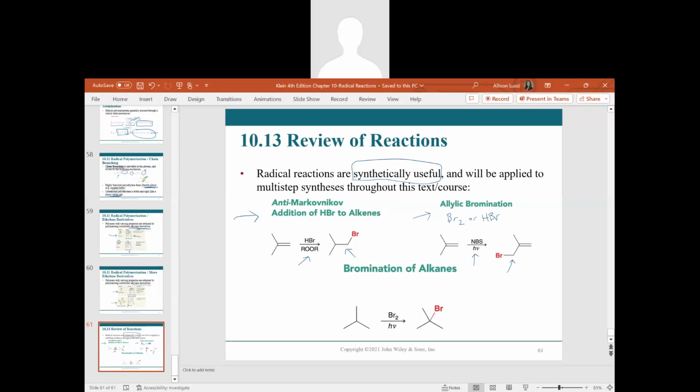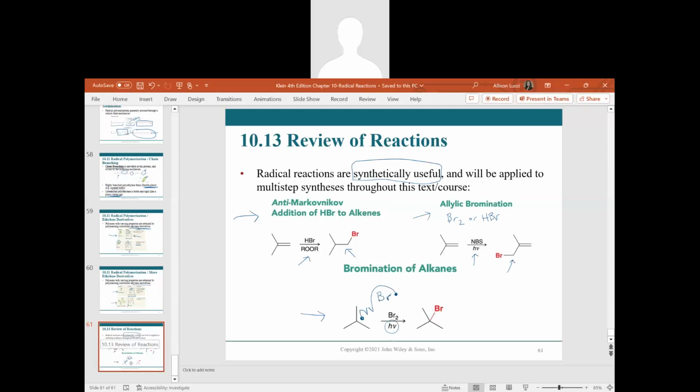Then we have bromination of alkanes. So here our tertiary radical would be created. We use light in this case to create a bromine radical. That creates that hydrogen abstraction, so that hydrogen's removed, and then eventually we have bromination at our tertiary site.